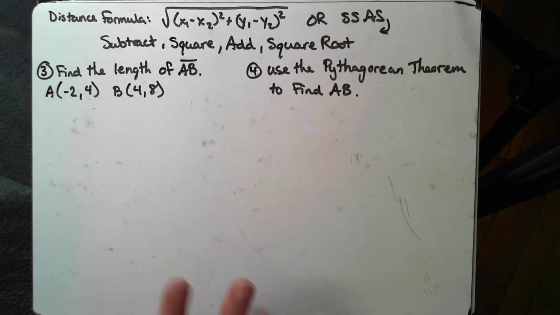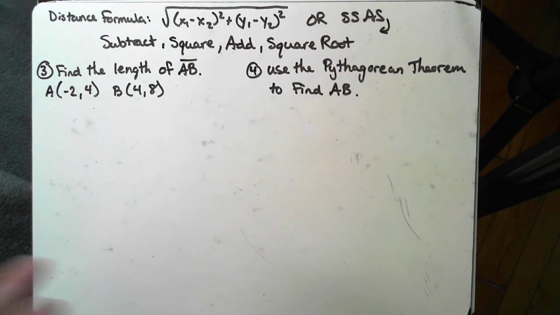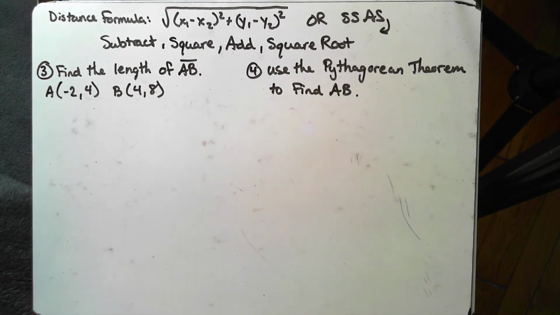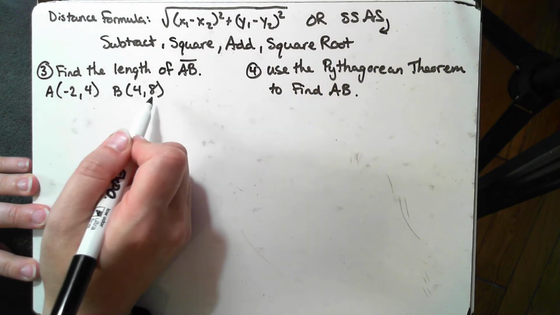Now, I also gave you this acronym to help you, subtract, square, add, square root, because that helps me remember these steps, and I think it's a lot less intimidating than that distance formula. So I'll show you how both of them work with example 3. It says find the length of AB, where A is -2, 4, and B is 4, 8.